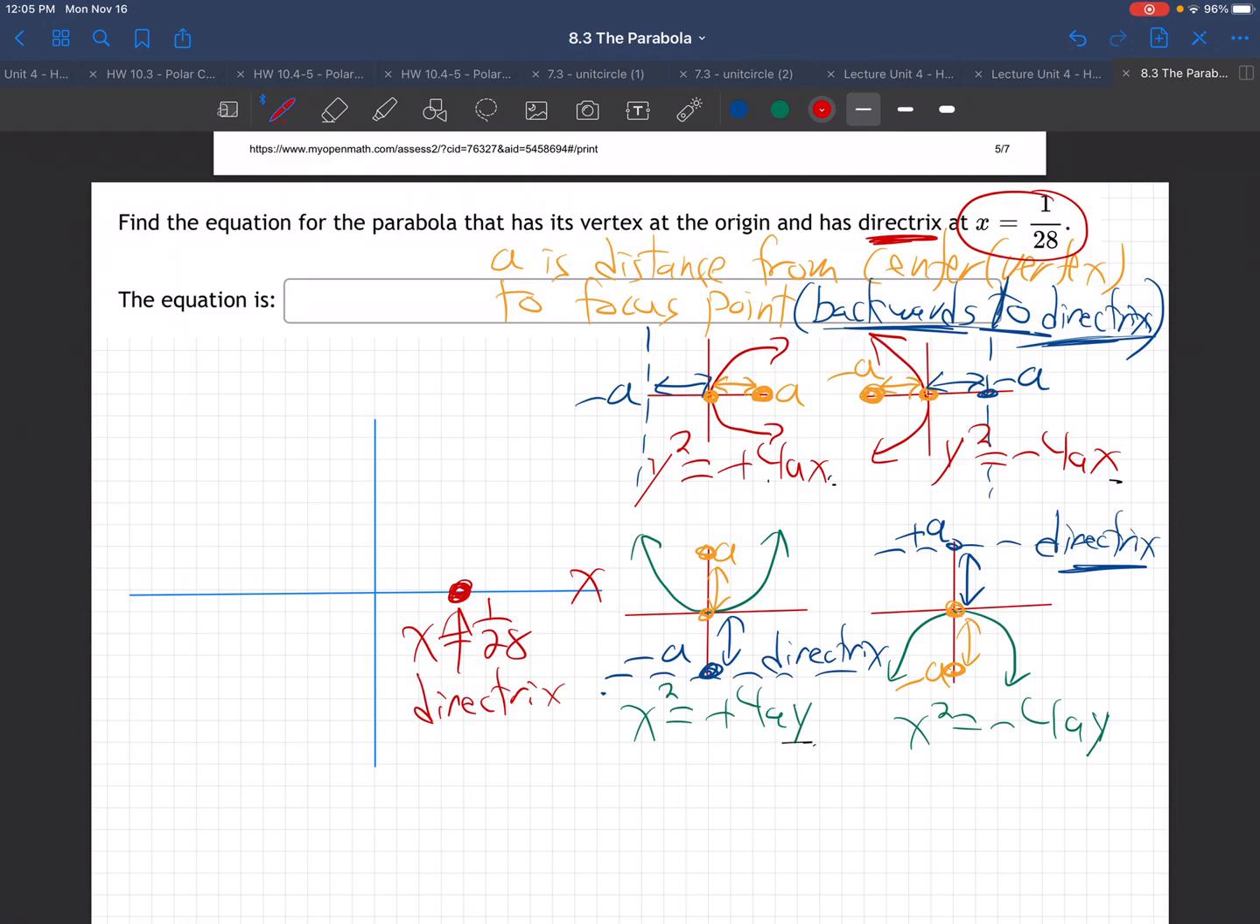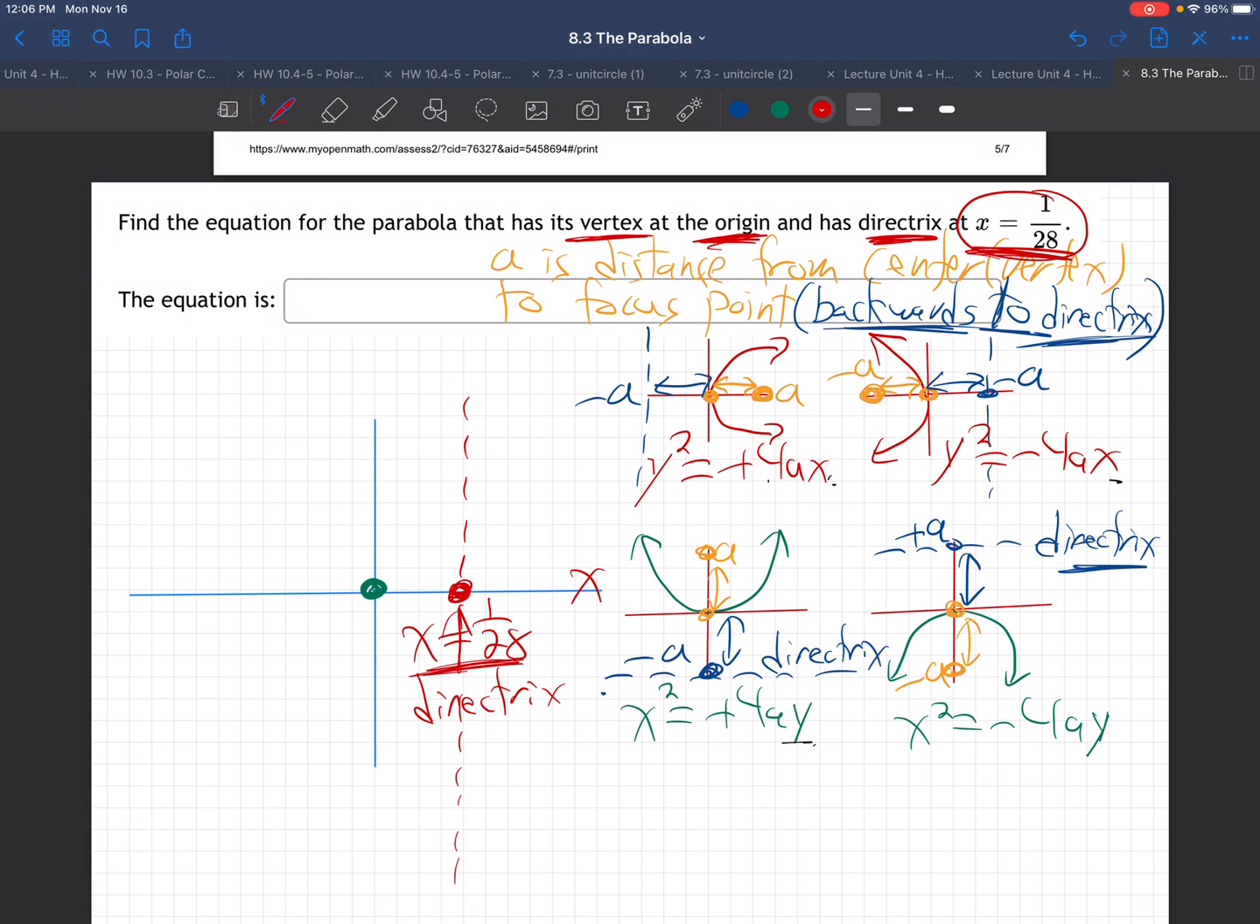All right, and they told me the vertex is at the origin. So the center of this parabola is right here. And the directrix line is right here, going through the x-axis at 1/28. X equals 1/28. That's a vertical line. The focus is a point, and the directrix is a line, a dotted line, so you don't really see it on the graph in the end. It's that dotted line going through the x-axis at x equals 1/28. The center of the parabola, called the vertex, is at the origin, they told me.